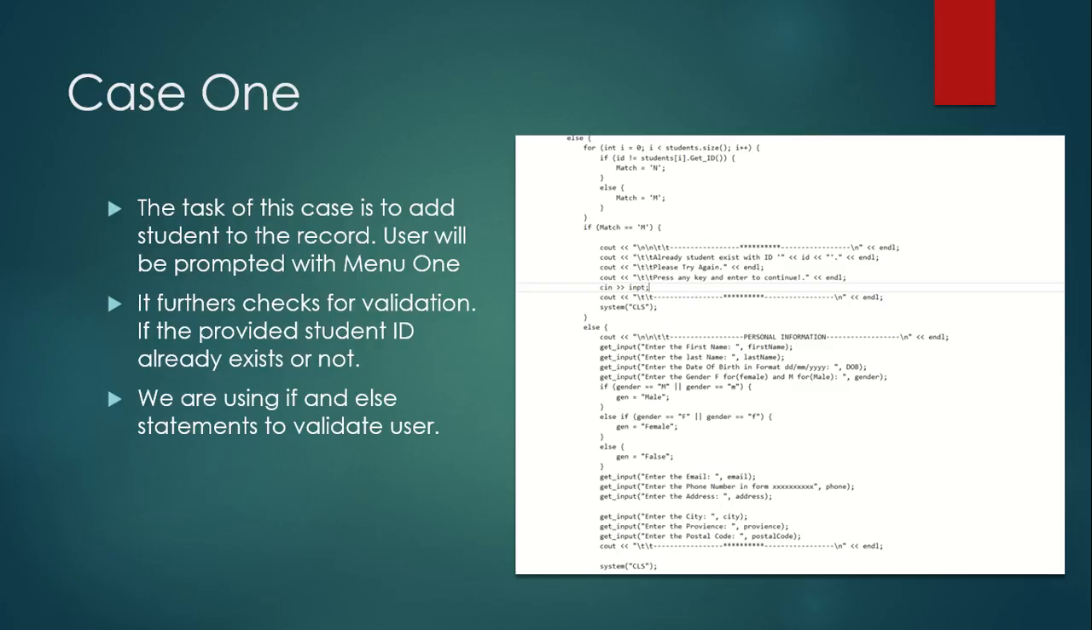Moving on to case 1. The task of this case is to add a student to the record. The user will be prompted with menu 1. It further checks for validation of whether the provided student ID already exists or not. We are using if and else statements to validate the user. This is a snippet of if, else if, else.